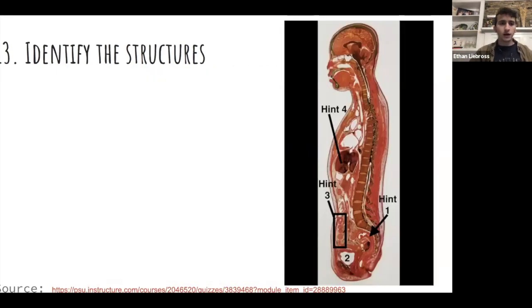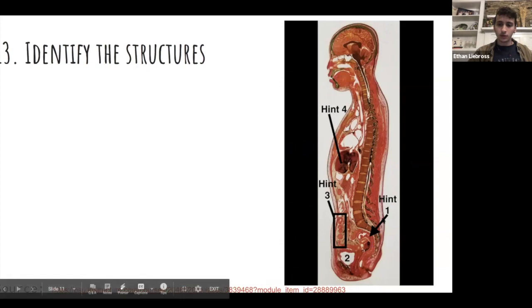So moving on, we're now tasked with identifying the structures of this cross-section of this female we see here. So number 1, and we have some hints too that we can refer to. So it's the part of the digestive tract that leads to the anus. So the anus is over here. So leading to that, it's that S shape we see again. So that would be the sigmoid colon of the large intestine.